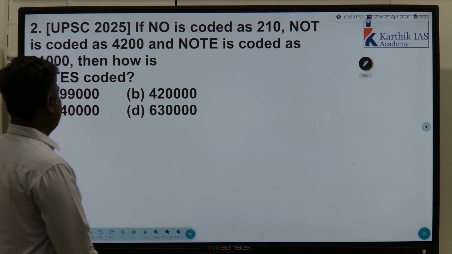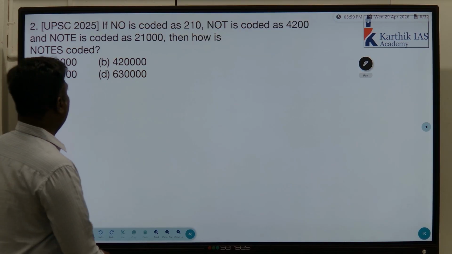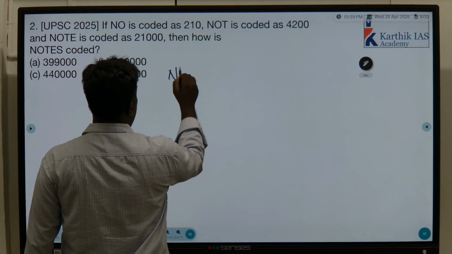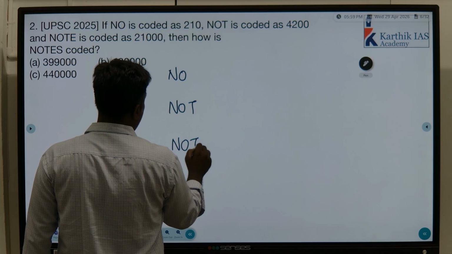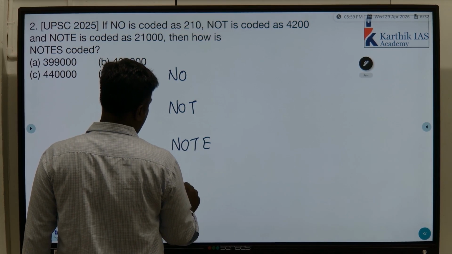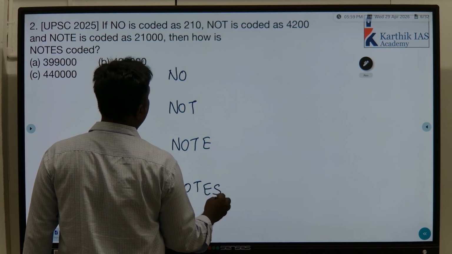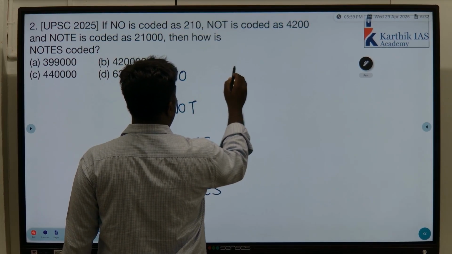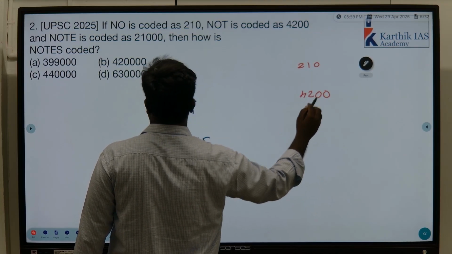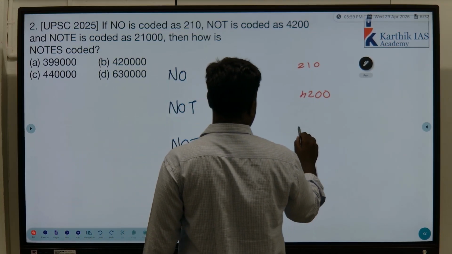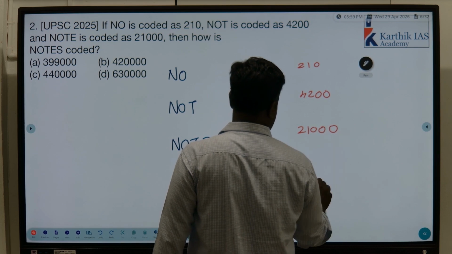NO is coded as 210. NO, NOT, NOTE, NOTES. That's what they mentioned. NO is coded as 210, NOT as 4200, NOTE as 21,000. What is the question?